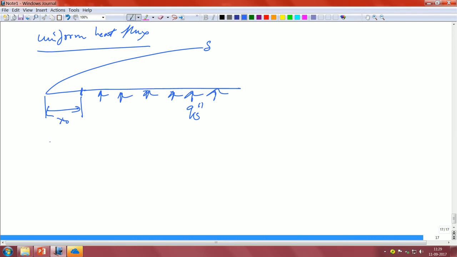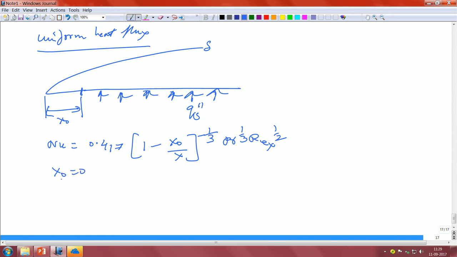In this case, the answer will be the Nusselt number equals 1 minus x naught by x raised to the power of 1/3, Prandtl number to the power of 1/3, Reynolds number x to the power of half. When x naught is equal to 0, which is the exercise that I gave you, the Nusselt number is 0.147, Prandtl number to the power of 1/3, Reynolds number x to the power of half.